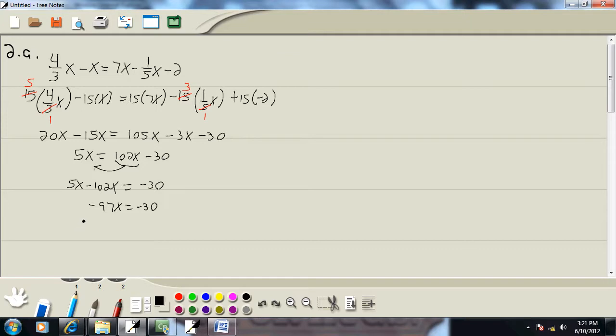That was our third step. Fourth step. Divide both sides by the number in front of your x. So we'll divide both sides by negative 97. Negatives cancel there, and we got 30 over 97. And that's our answer to that problem.